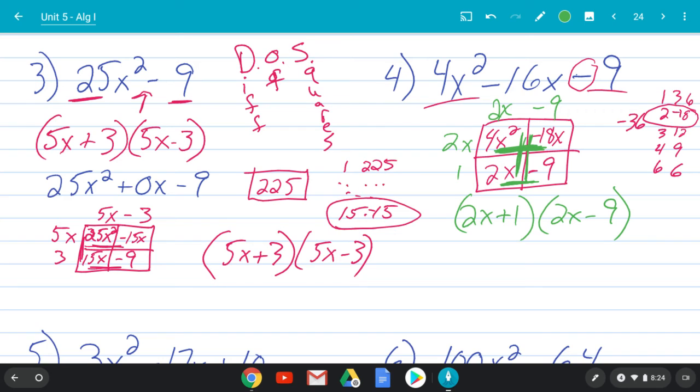Now, how would I go about checking to make sure I'm right? Yes, I would FOIL it back out. Okay. I'm not going to. We're going to move on to the next question, but that's what I would do. Correct? Correct. Good. Number 5.